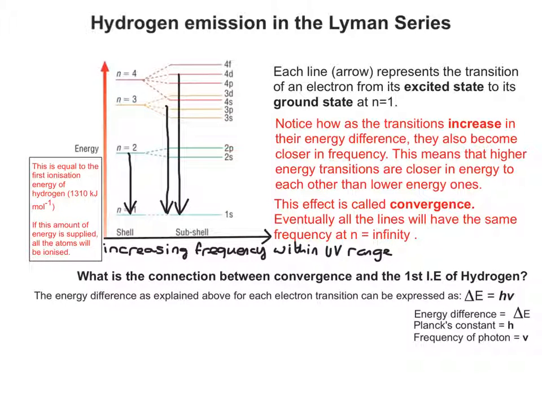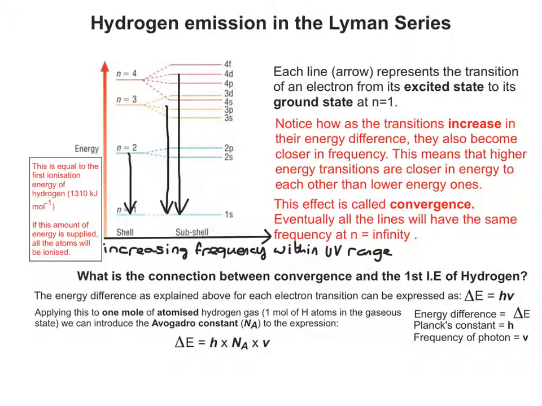So let's have a look at what's going on with this n equals infinity, this convergence, and how it actually links to the first ionization energy of hydrogen. So coming back to the energy difference as explained above, that's each of these arrows. I'm just going to highlight them very quickly for you. So I'm talking about each of these changes here. It can be expressed as delta E equals hv. The h stands for Planck's constant, and the frequency of the photon is shown by v. If we multiply this by Avogadro's constant and multiply this by the frequency at which a convergence occurs, this particular expression then equals minus 1310 kilojoules.